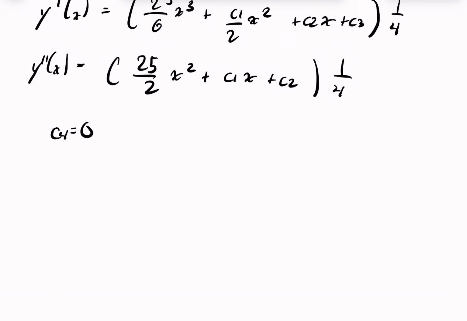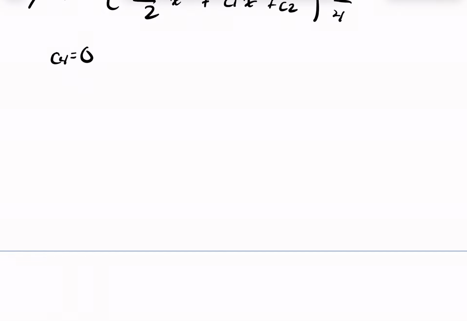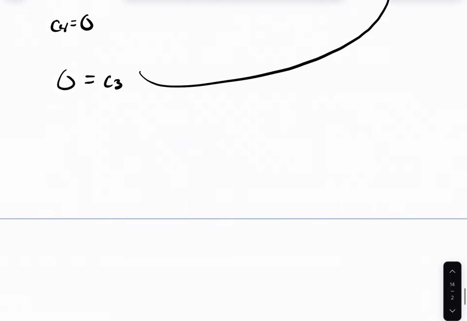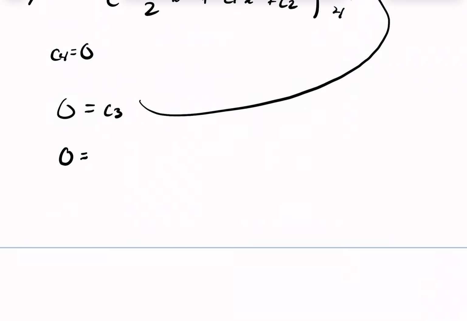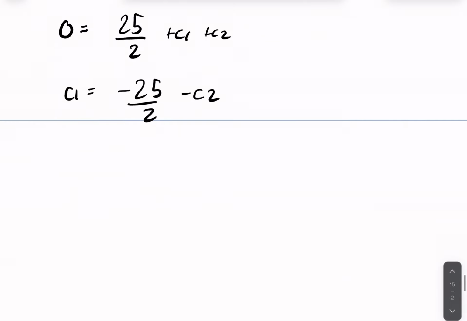Remember, 1 over 4, when you set these equal to 0, will always just disappear, so it becomes a lot easier to manage. Then we'll get that for the first one. Then for the second one, we'll get 0 equals C3. So this one would correspond to here, right? And then for the third one, we'll get 0 equals 25/2 plus C1 plus C2. So C1 equals negative 25/2 minus C2.